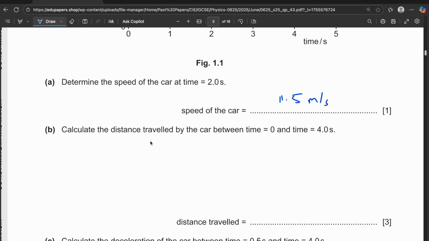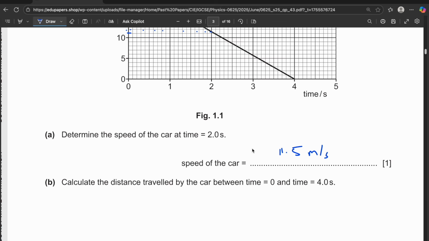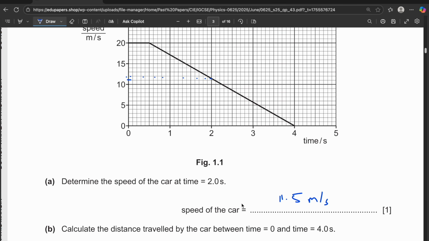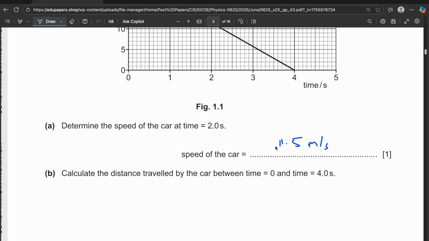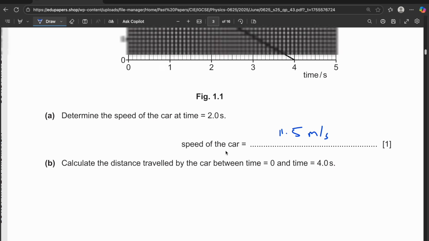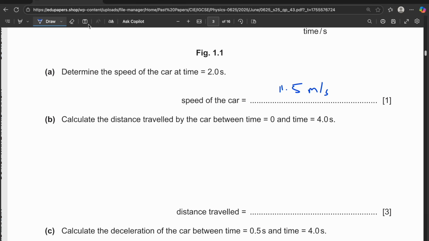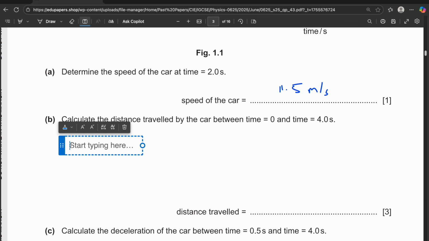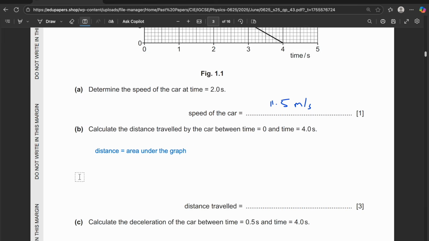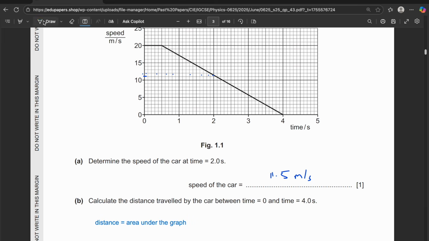B. Calculate the distance traveled by the car between time 0 and 4 seconds. So in speed time graph, distance is the area under the graph. So you can write distance equal to area under the graph. And this is the shape of a trapezium.